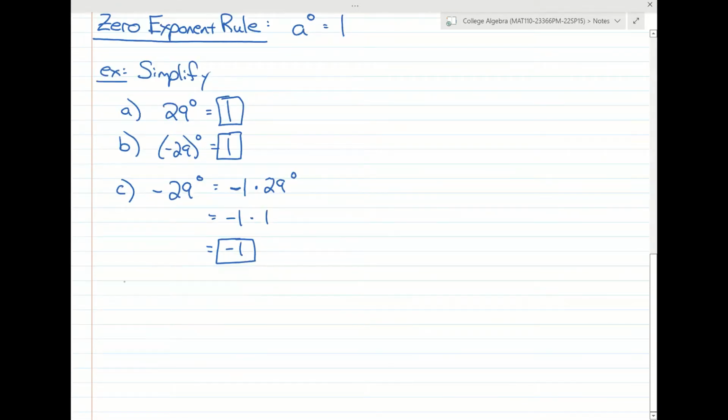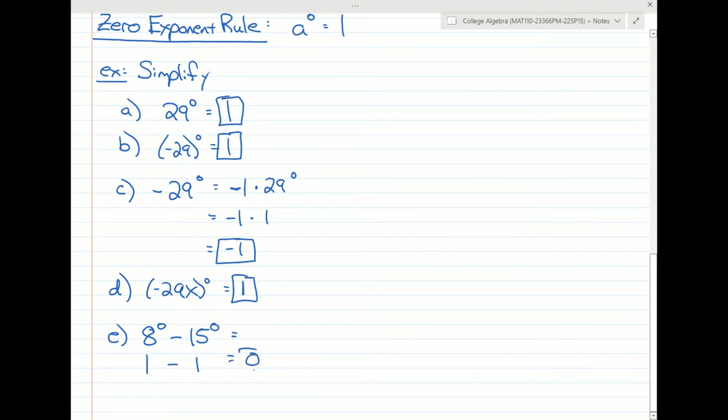And then what about (-29x) to the 0 power? Obviously, that whole thing is being raised to the 0, which is just 1. And then to finish, what if you had 8 to the 0 minus 15 to the 0? This would just turn into 1. This would be 1. 1 minus 1 is 0.